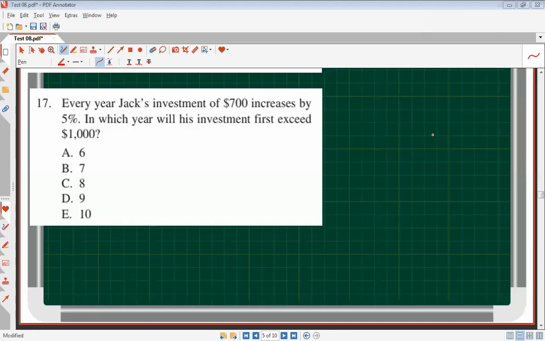Question number 17. Every year, an investment of $700 increases by 5%. In which year will the money be over $1,000?